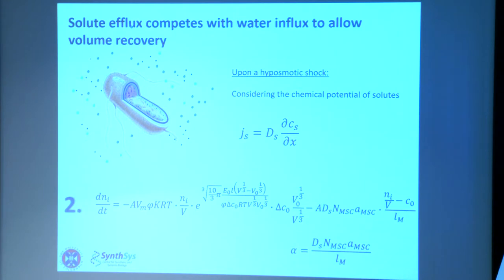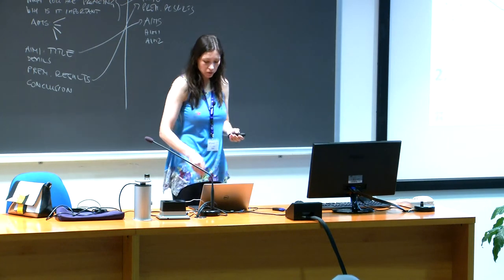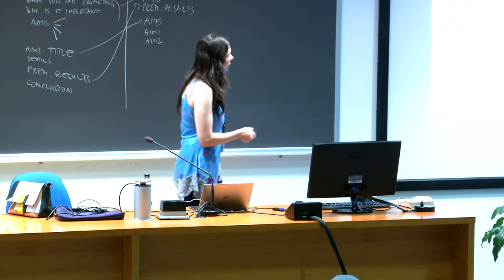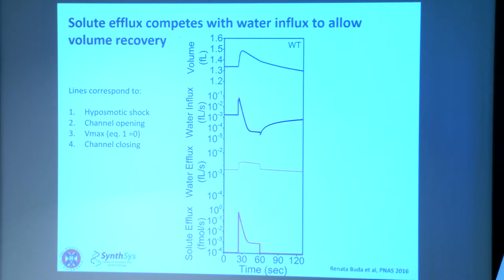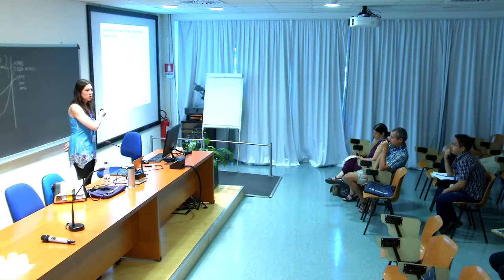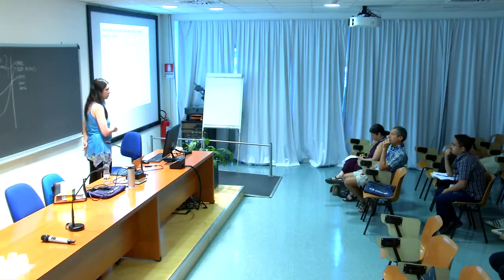Right? So now I have these two equations. One is for the solute flow, and the other one is for the water flow, the changes in the cell volume. And I can solve it and get the volume, water influx, water efflux, and solute efflux to help me understand why they are recovering slower. Okay, so for the volume, this is now in femtoliters, so it's the real volume. Water influx, water efflux, and solute efflux, this is all coming from the model. So this is just solving those two equations. We don't have access to this experimentally. We have access only to this volume, which is why this is really helpful to help us think about it.